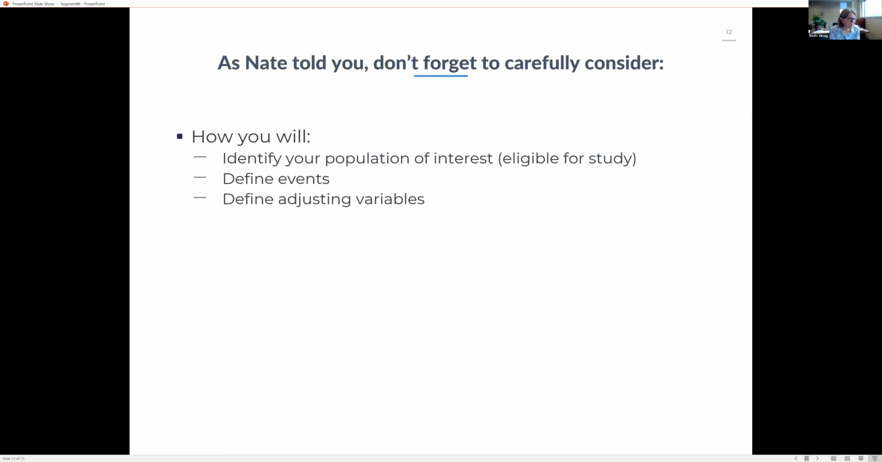Now, as we keep saying, don't forget to carefully consider how you will find your population, how you will define events, and how you will define your adjusting variables. These are the key to all of this. And just real quick, you're going to have to do it eventually. If you don't, you're going to have to figure it out in order to do your study. So you might as well do it before you order the data, so you can make sure you do it right. So that's my doing the thinking up front.